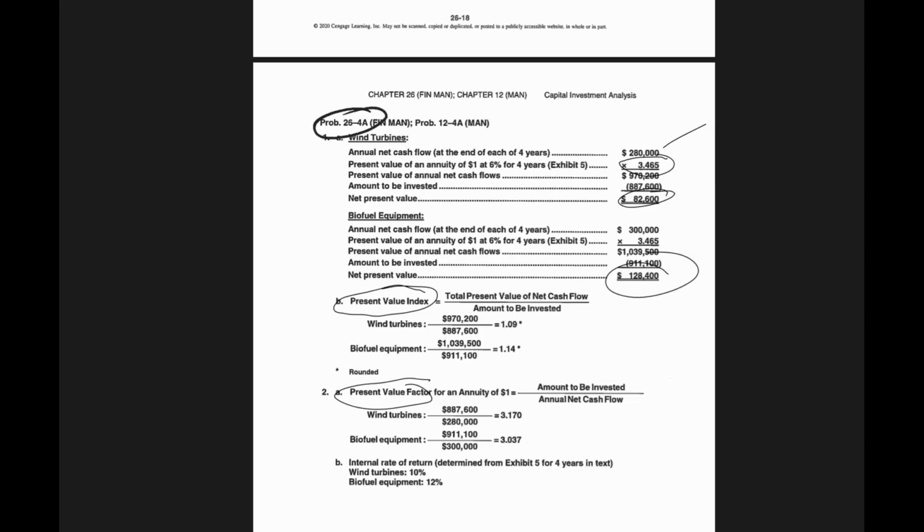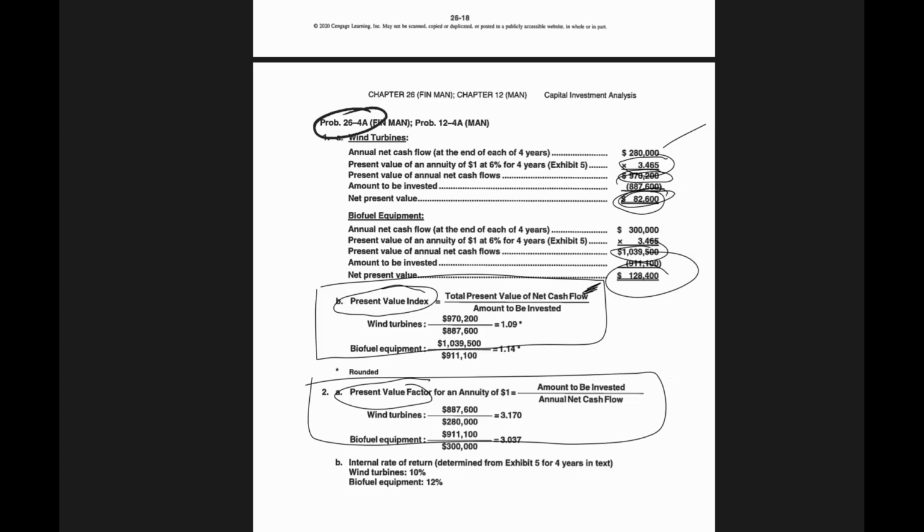Notice on the index, we're looking at the present value of the net cash flows. It would be $970,200 or $1,039,000 divided by the amount to be invested. So just make sure you understand that that is a different calculation than the present value factor. So this would be like the cash payback amount to be invested, again, $887,600 in this case. For the first one, there is cash flows of $280 every year. This one has cash flows of $300 every year.